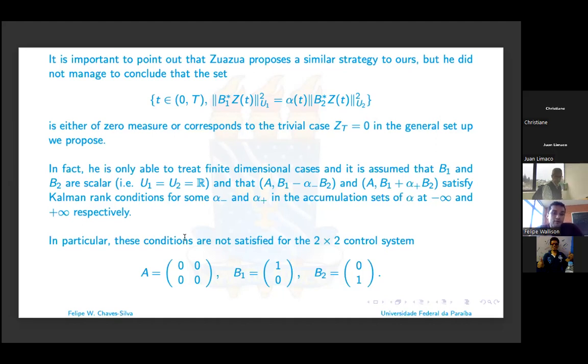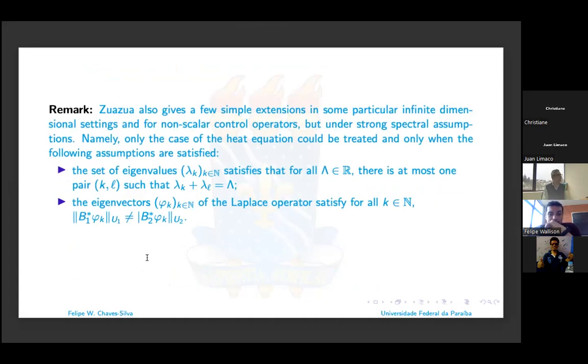And in particular, our strategy works for our system, okay? For this system. So we greatly generalize Zuazua's result. Okay, so this is very, very nice. And Zuazua also obtains some simple extensions in infinite dimensions, but however, it's important to stress that the hypothesis of Zuazua can only be checked in 1D, essentially. What he did does not apply to multi-D, it's very difficult.